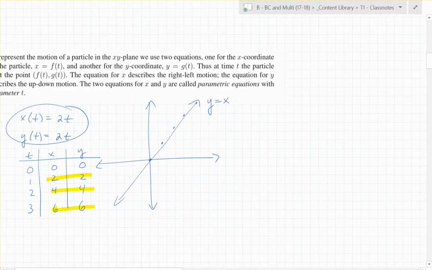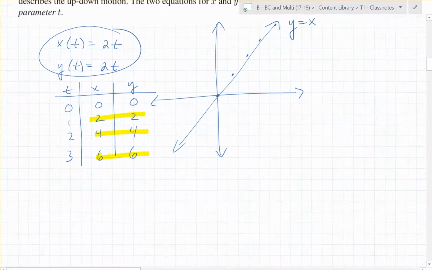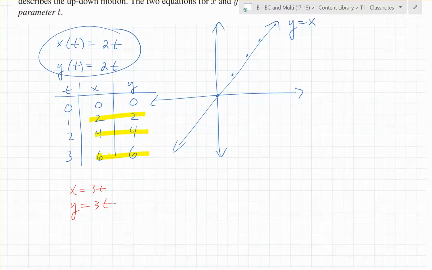How could I write it differently? I could change it a little bit and it would be the same path. How about x is equal to what? Yeah, 3t, exactly. Thank you. How about y is equal to 3t? Is it the same path? Yes, but is the particle moving faster? Absolutely. It's moving faster in this case, but it's the same path. So how many different parametric equations can describe one path? An infinite number. As many as you want.